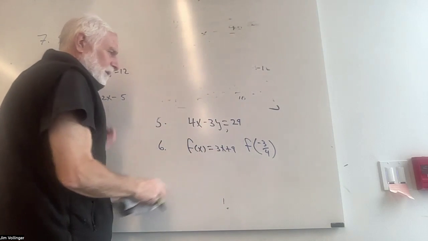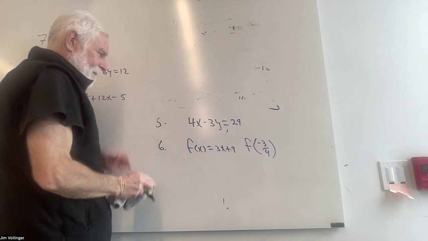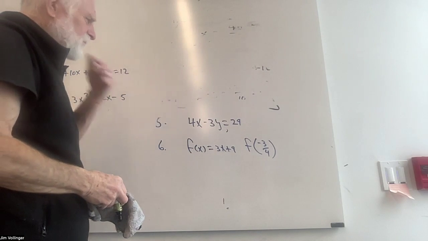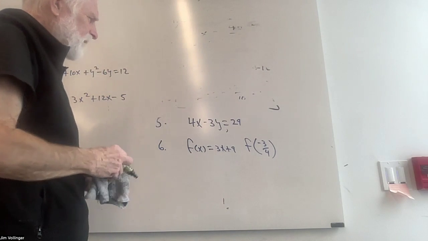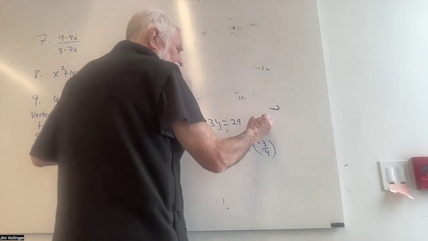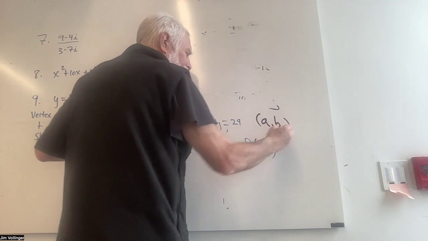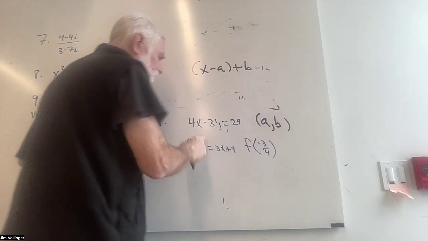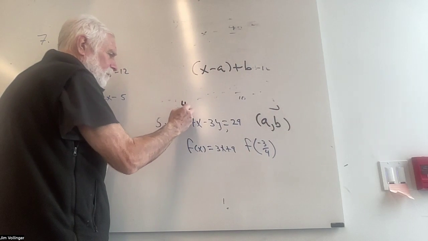Okay, we're just evaluating. I've got f of x, 4x minus 3y equals 29. I do not know what I asked. I'm guessing I asked for a perpendicular through a point. So let's say we want to be perpendicular through (a, b). Then you would write x minus a plus b. Now I know the original slope is 4/3.